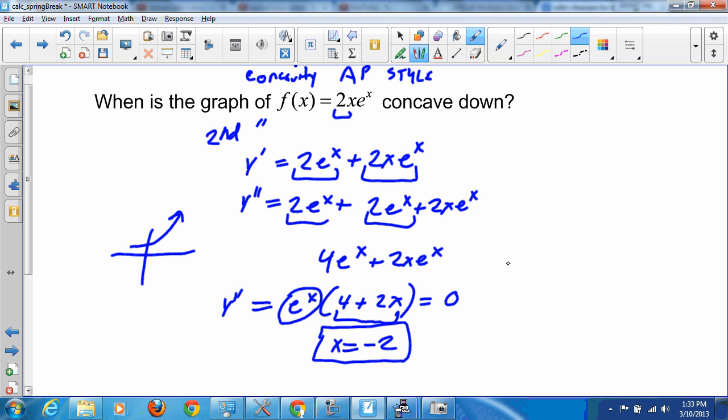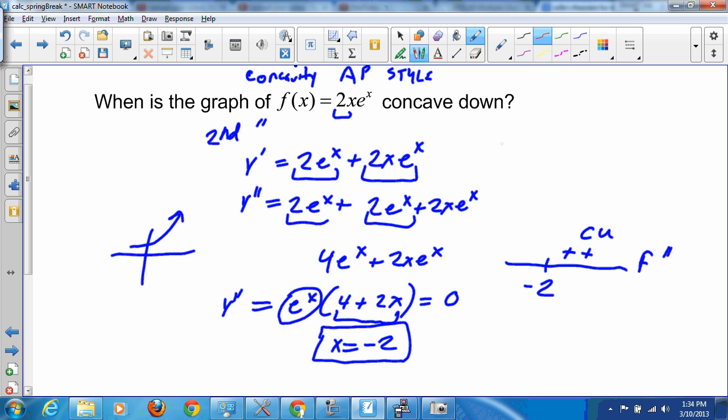Alright, so if we're going to do a sign chart, we're kind of lucky here. All we're concerned with is negative 2. So let's go to the right and pick a value like 0. e to the 0 is 1, and 4 plus 2 times 0 is 4, so we have a positive value of 4. So this interval is concave up. So hopefully, by default, it should be concave down to the left of this.